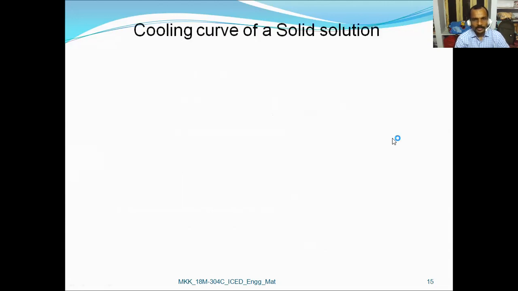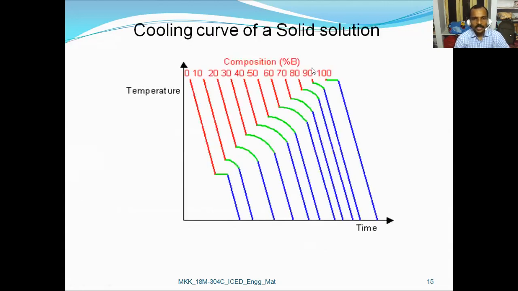So coming to the composition percentage of B, 0, 10, 20, 30, 40, 50, 60, 70, 80, 90, 100. So here, these are the different compositions depending upon the temperature, and this is the time.